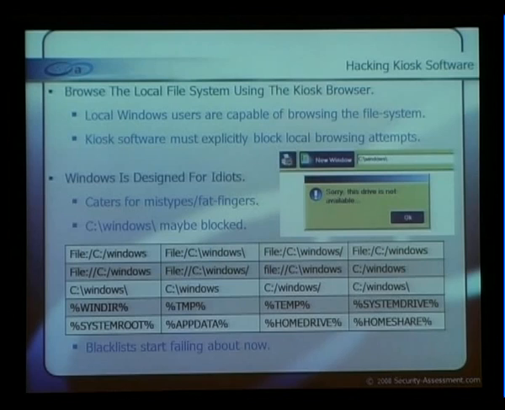It's a pretty good trade-off. So let's say you find you're trapped inside a kiosk browser. You only got one visible button to start browsing. So you start browsing. You're going to use the kiosk. Well, the first thing you want to try, and this is the first thing I thought of when I started pen testing kiosks, was, hey, I'm going to try and browse the local file system using the kiosk browser. As a local user on a Windows operating system, you are capable of browsing and navigating your file system, as you would expect. So kiosk software must explicitly block all attempts of locally browsing.